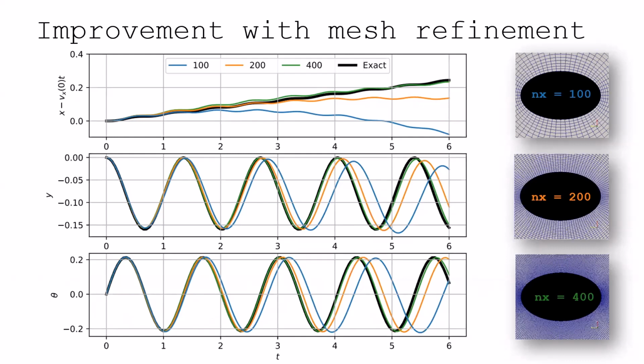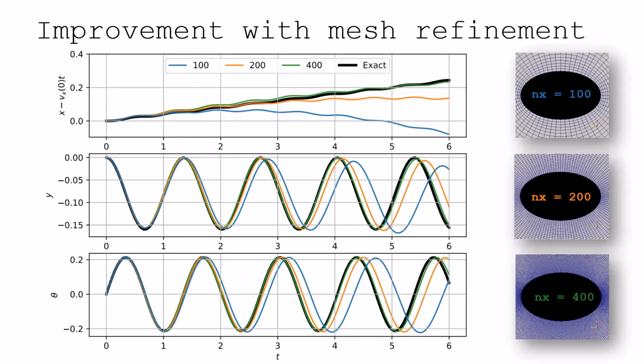And of course, we've tried to do mesh refinements on this case with various meshes here. I show the x component, the y component, and the orientation of this elliptic body as a function of time for 3 different mesh resolutions, and you can see it converges nicely to the black theoretical solution. So that's very nice.